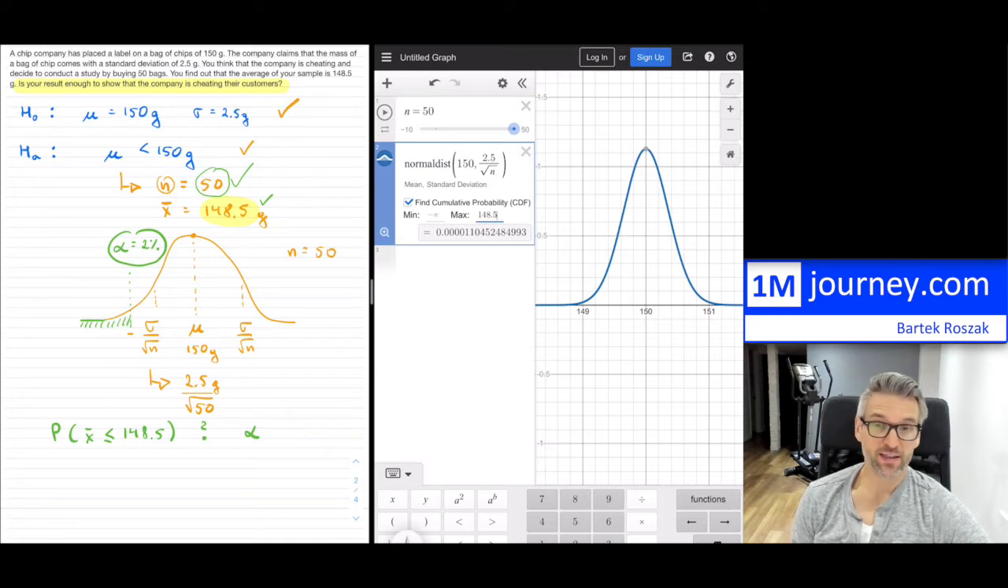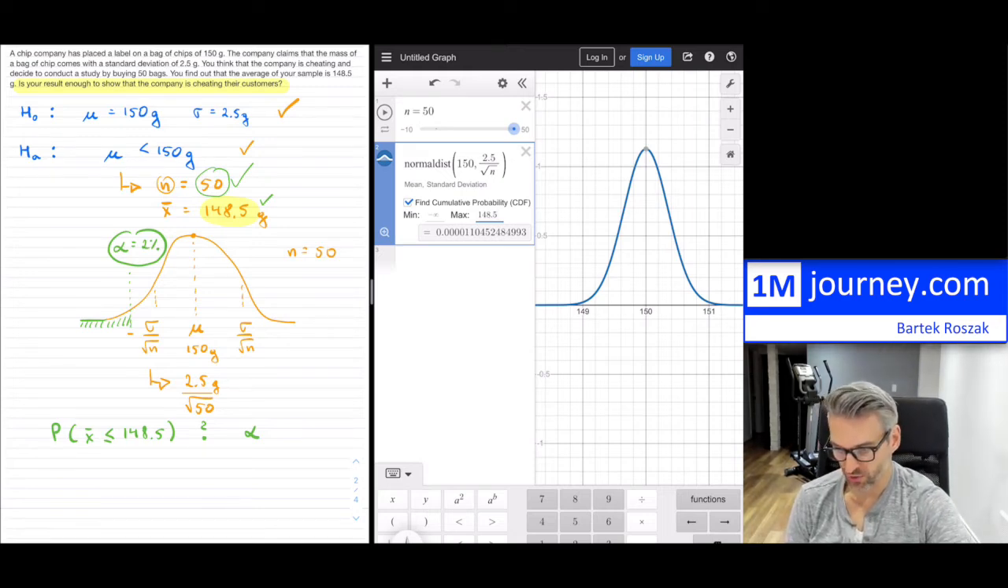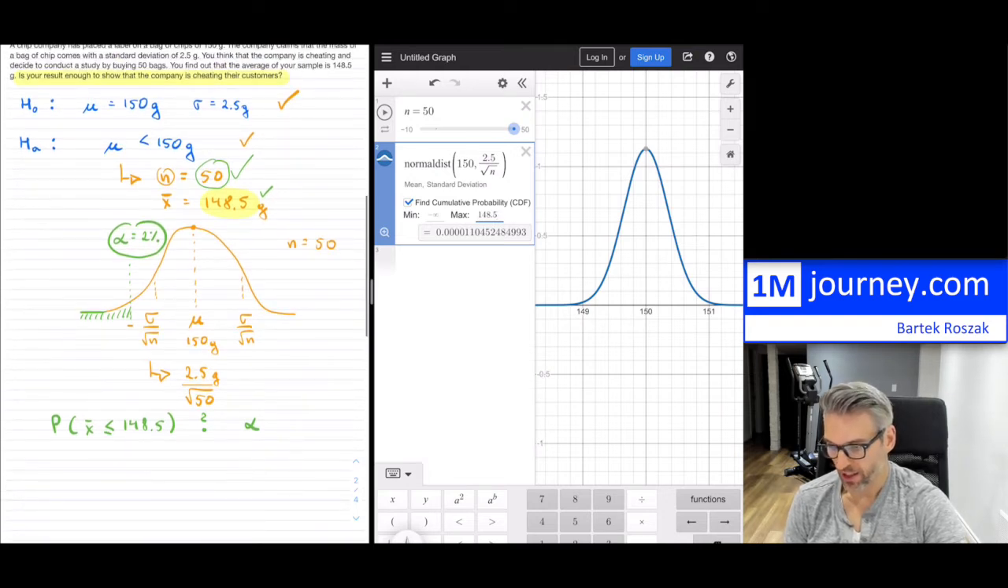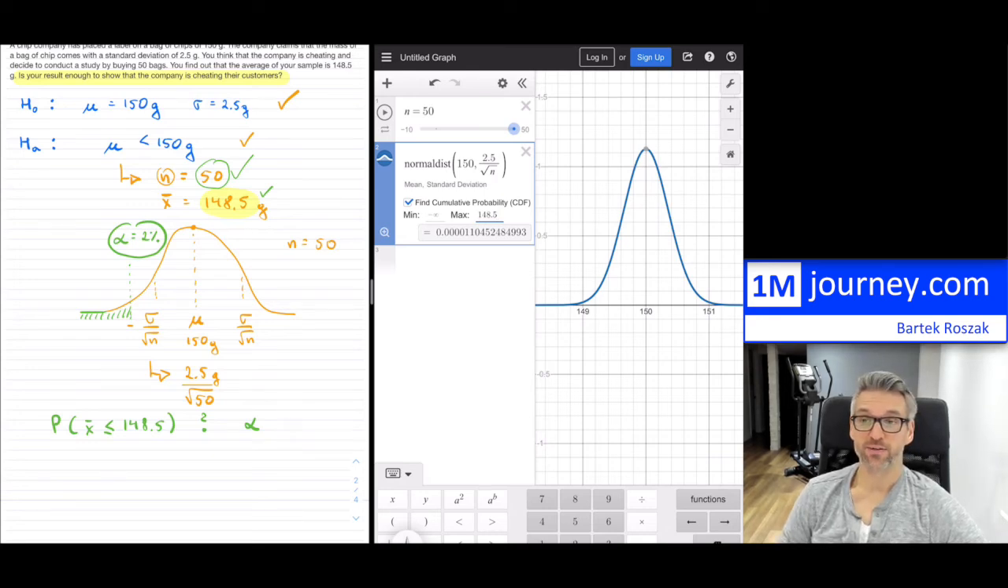Well, yes, quite likely, because it's extremely rare to take a sample of 50 bags and have a mean of 148.5. It's extremely rare for that to actually happen, in terms of the overall thing. As n is equal to 50 in this particular case, and this is very rare to happen, you might say, yeah, the company is possibly cheating. So my original hypothesis, I have tested with my alternate hypothesis.